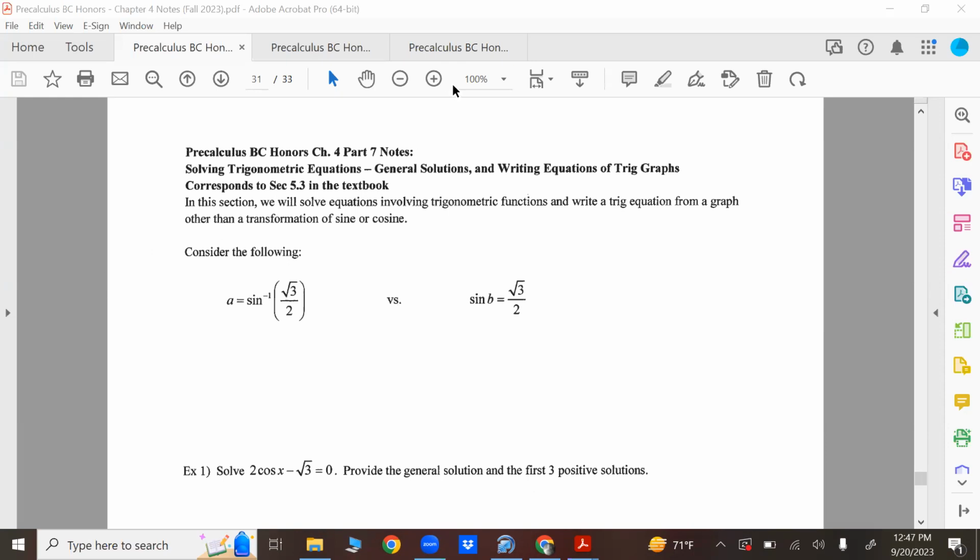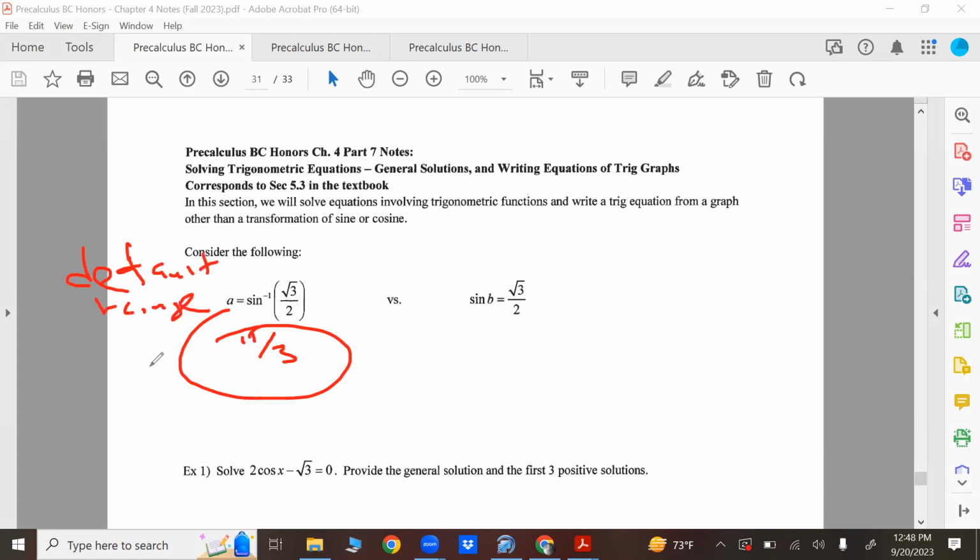But something very simple, like if you're told a equals the inverse sine of root 3 over 2, you want to see what angle that would happen at. That would happen at pi over 3, right? So that's what we would say, pi over 3. And remember, there's a default range for this. And what was the default range for inverse sine? Right, inclusive.